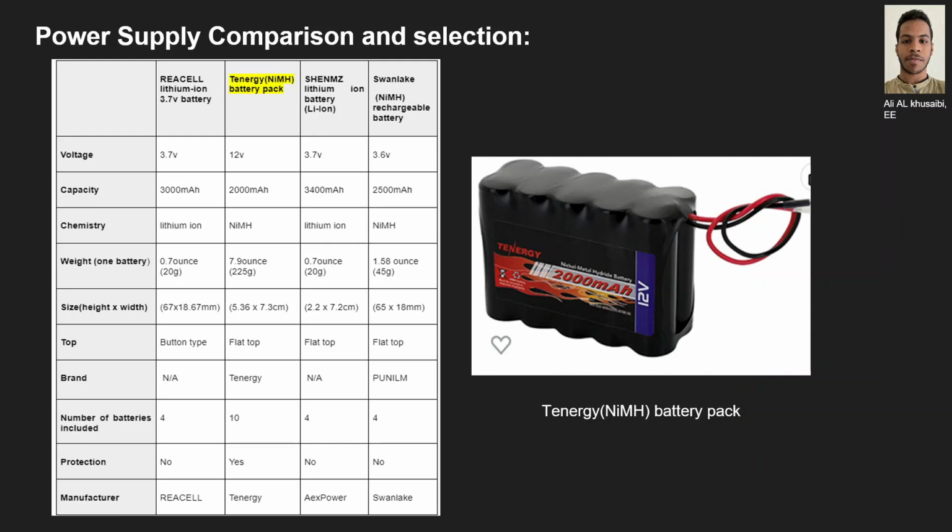By considering all these factors, we chose the best option that meets the requirements for the project's power requirements, safety considerations, and budget, which was the nickel metal hydride from TNF.